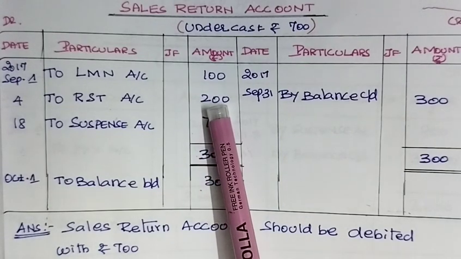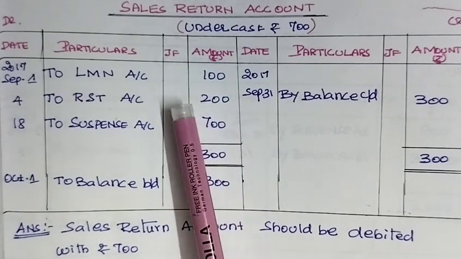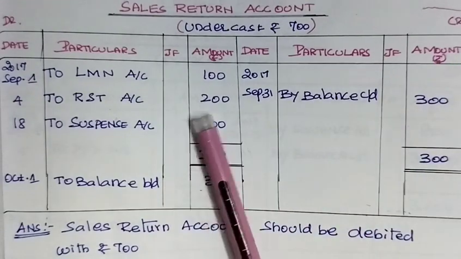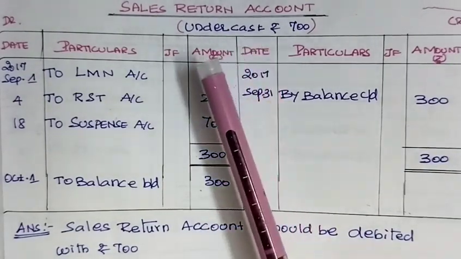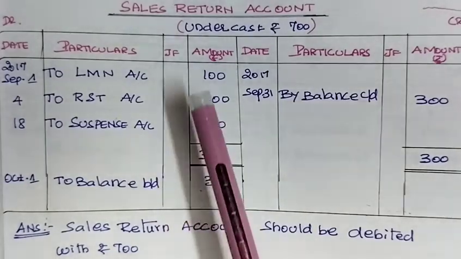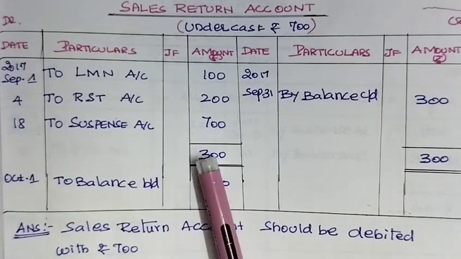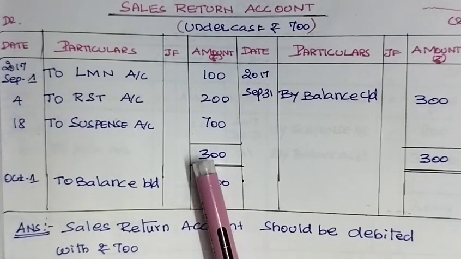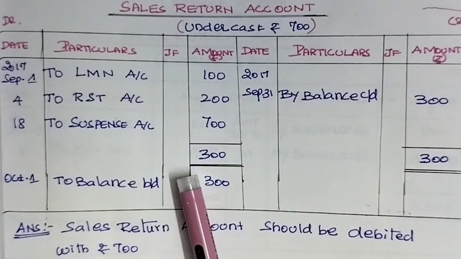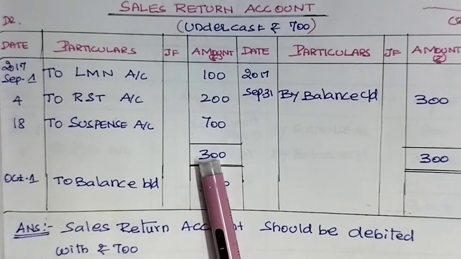Okay, then we have to find out which side has the higher value, debit side or credit side. Debit side has the higher value. How much? 100 plus 200, 300 rupees is the higher value. You have to enter the higher value as a total on both sides. So we enter the 300 rupees as the total on both the debit and credit side.